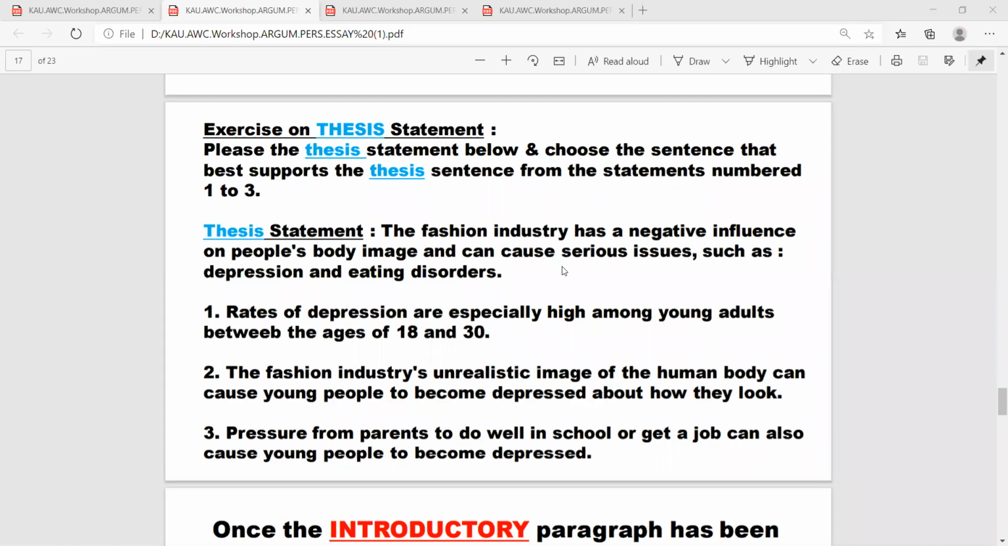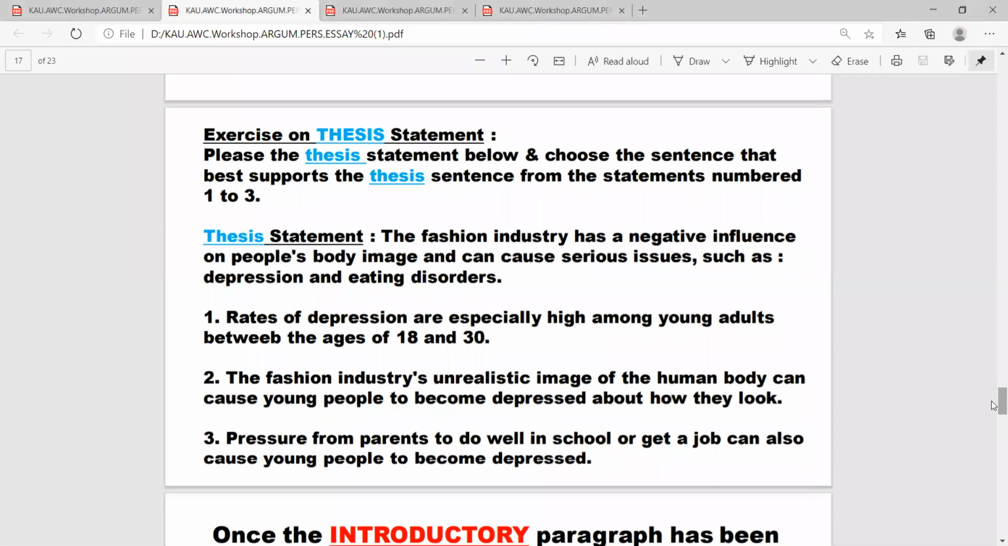Right. Number 1, rates of depression are especially high among young adults. Oh, there's another typo there. Please forgive me about that one. I'm going to be making a change on that. Between, that should be an N. Sorry about that. That's what happens when you're not a good typist, and when you're typing quickly.